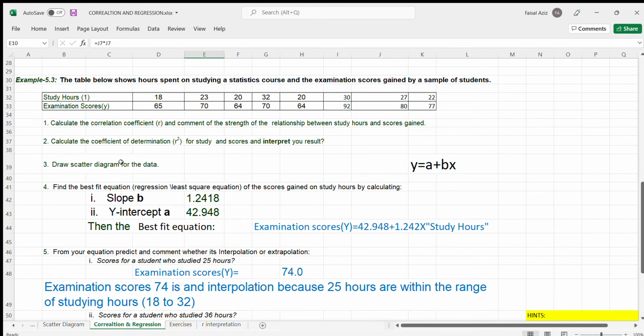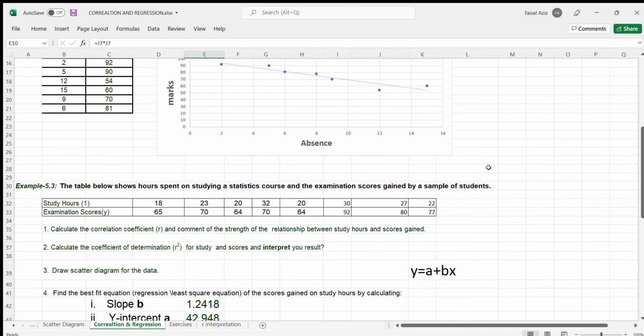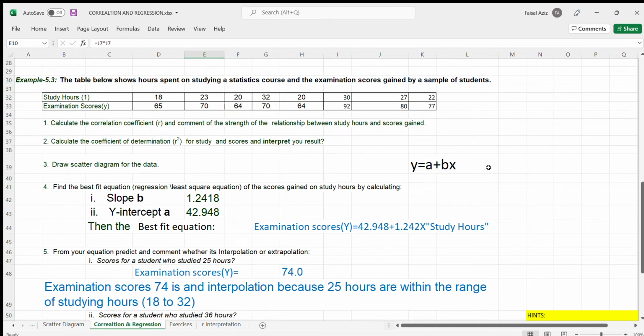So the scatter diagram is over here with a trend line. I have already shown you how we can draw a scatter plot and how we can pass this trend line. If you want to know more about this, you can refer to my previous video. I will keep the link of my first video in the description.